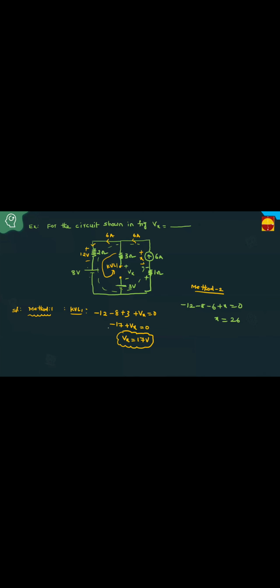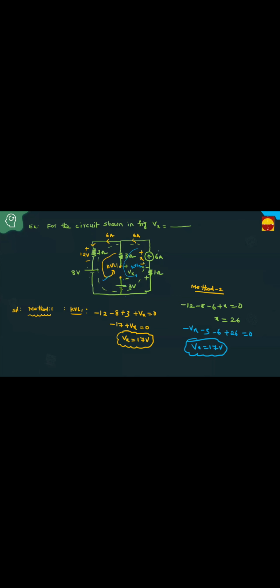If x is 26, then apply KVL in this loop, KVL 2. If you apply KVL, positive to negative, minus Vx. Positive to negative, minus 3. Positive to negative, minus 6. Negative to positive, plus 26 equal to 0. Here also you can get Vx equal to 17 volts. You can get the same answer.